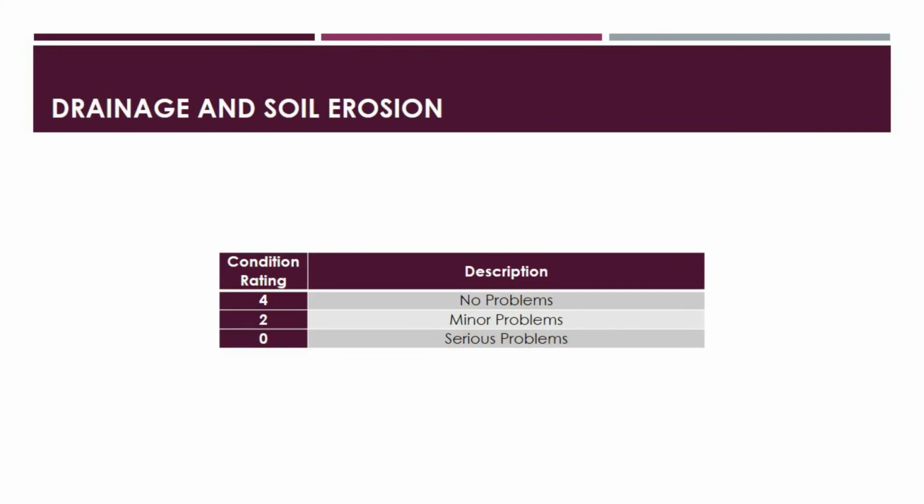The ninth category is drainage and soil erosion. So for the rating of 4, it means that there are no problems due to drainage or soil erosion. For a rating of 2, it means that there are minor problems due to drainage or soil erosion. And for a rating of 0, it means that there are serious problems due to drainage or soil erosion.